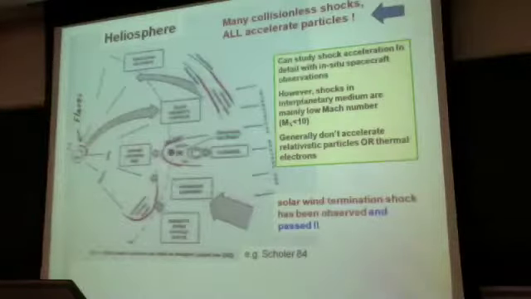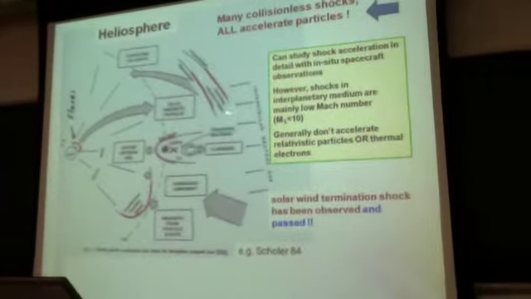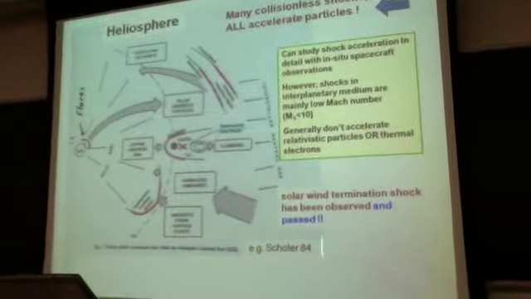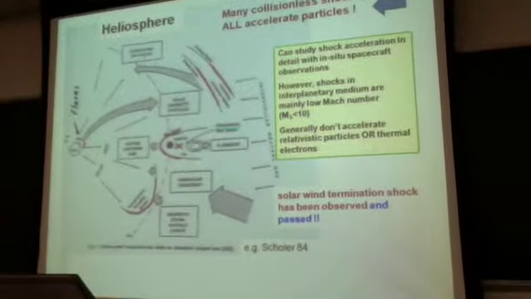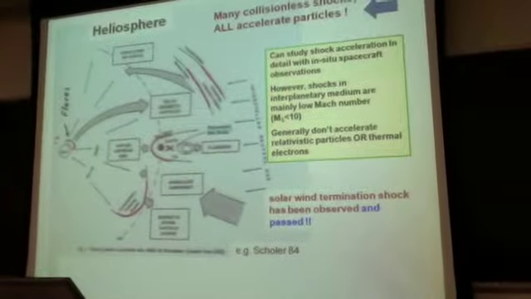Here's a schematic, a cartoon of the heliosphere. There are shocks everywhere: solar flares, planetary traveling shocks, bow shocks, co-rotating interaction regions, and the termination shock way out here, which actually has been observed and passed by the Voyager spacecraft.